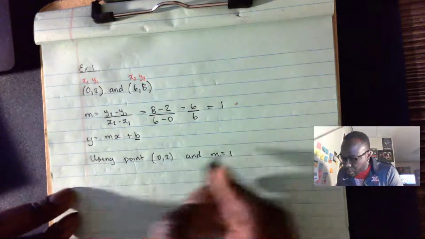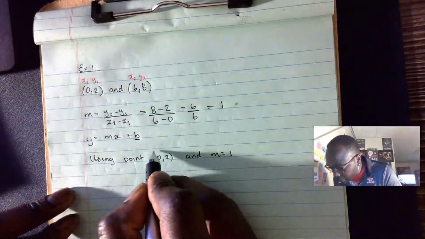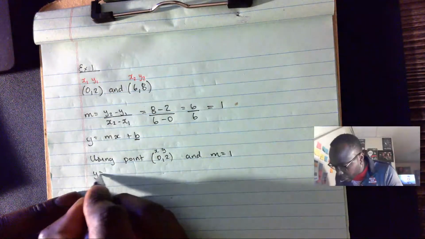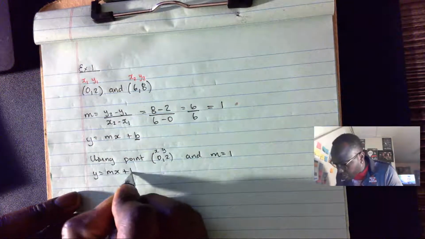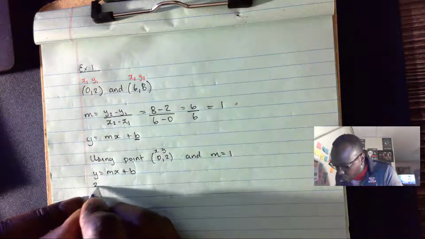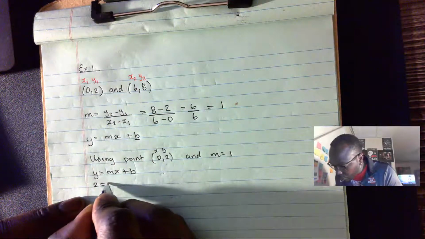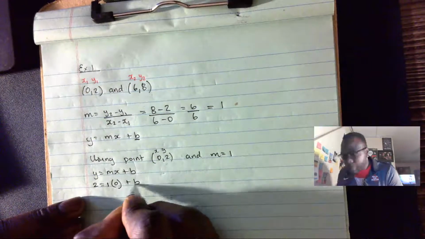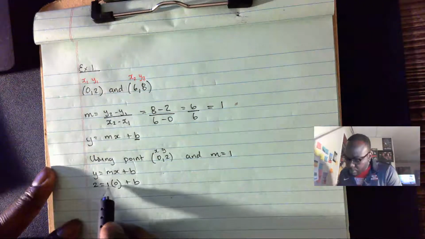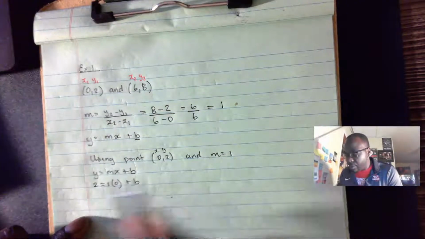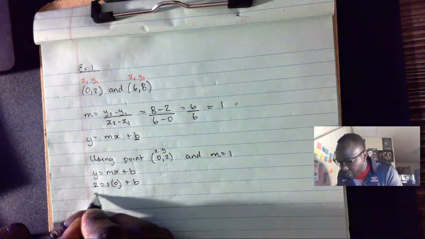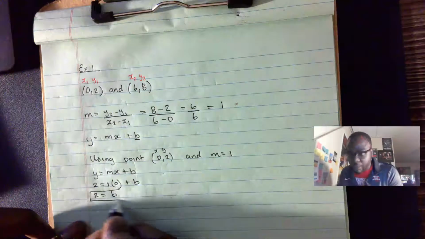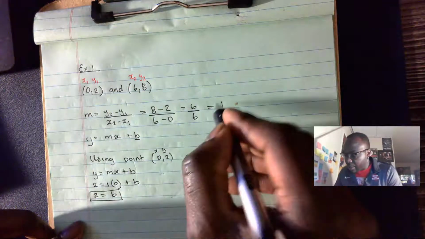So here, remember this is x and this is y. So y equals mx plus b now becomes 2 equals 1 times x, which is 0, plus b. All right. So remember, whenever you multiply a number by 0, it's going to give you 0. So all we're left with is b equals 2. So here I have my b value and I have my m.